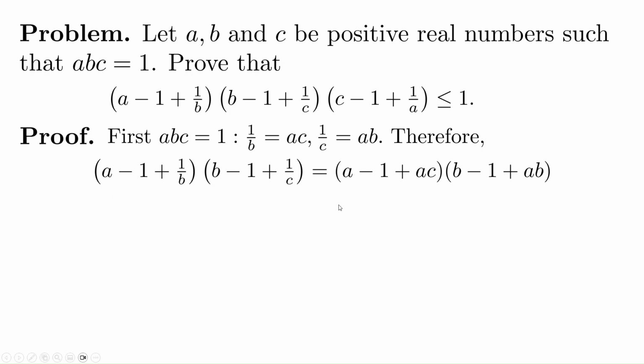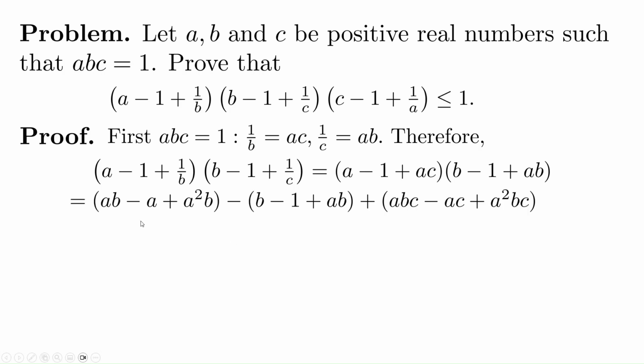Expanding the multiplication using the distributive property, we have 3 terms times 3 terms, and we end up with 3 groups, a total of 9 terms. In the last group, we have ABC, which is 1. A squared BC equals A.